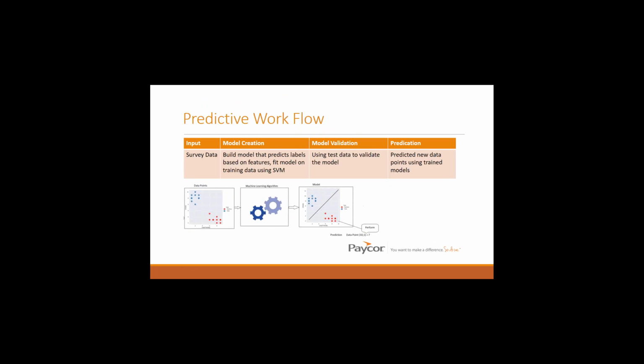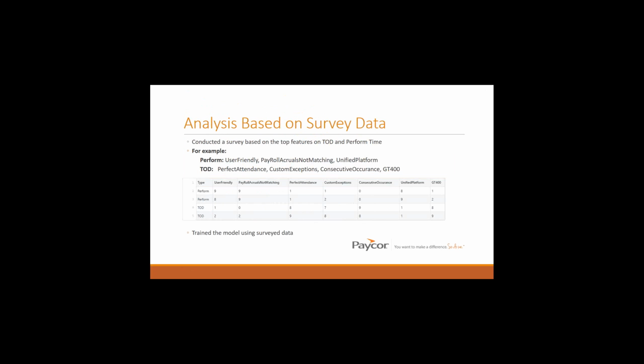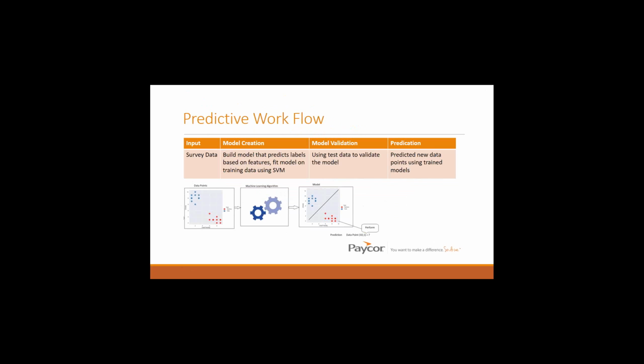Let's see what's happening. Let's take two of the reasons. User-friendly is very much related to perform, because that's the reason people want to move to perform. Versus GT 400, which perform doesn't have, only TOD has. So that's very much a reason people want to stay in TOD. Let's see, two-dimensional is easier to visualize.